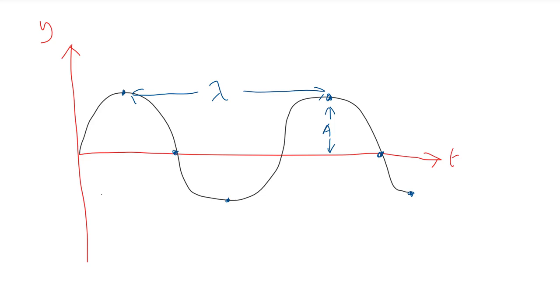These points are in fact known as antinodes. It is the distance between two successive antinodes. It is also the distance between two successive nodes. Nodes are the points at which this curve crosses the t-axis or the horizontal axis. The distance between two successive nodes is equal to the distance between two successive antinodes.